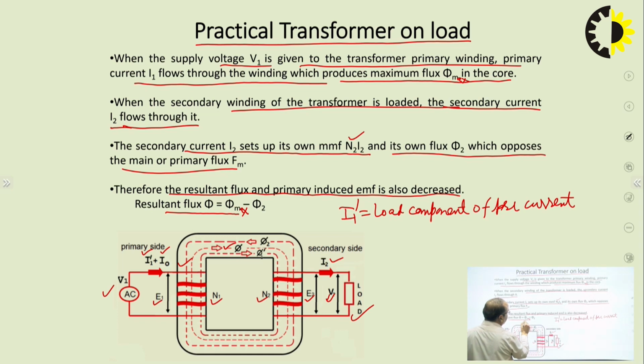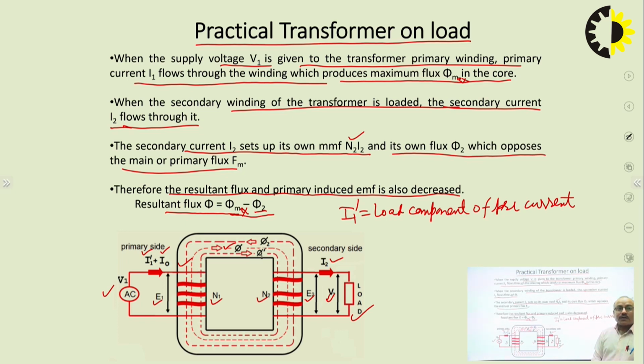Phi max is the flux due to the primary and phi 2 is the opposing flux of the secondary. As per Lenz's law, the effect opposes the cause, so phi 2, which is the effect of the variation in primary flux, opposes phi max. That's why the flux in the core is reduced and is now phi max minus phi 2. But we want the core flux to remain the same so that the induced EMF on the two sides of the transformer is not affected. So for the flux in the core to remain the same, what should be there?